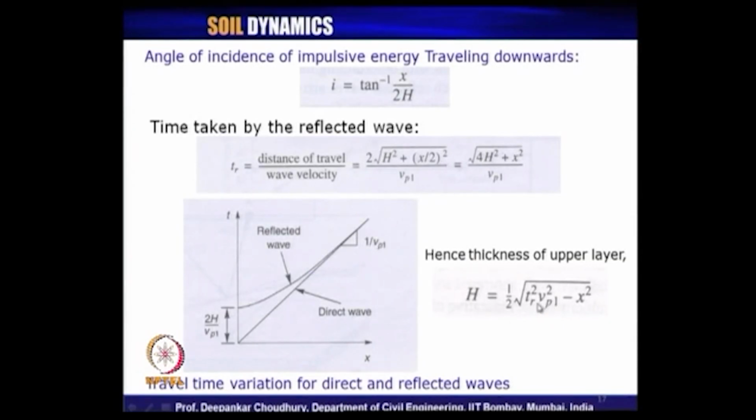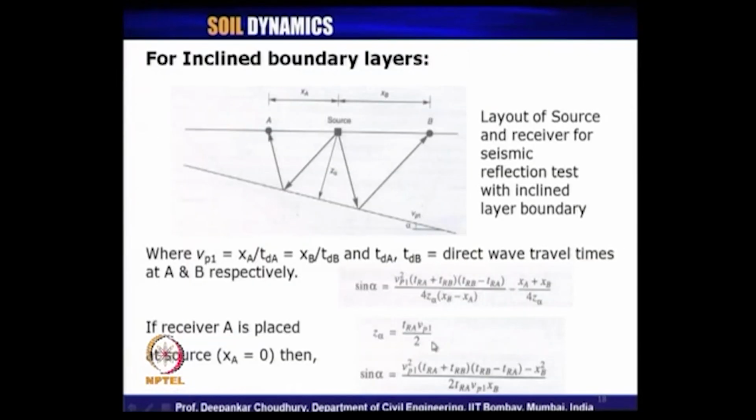And then using that, this value is known to you, this value is known to you, you can compute the thickness of the upper layer. But if the layers are not horizontal, but inclined like this, what will happen? So, this is the layout for the source and receiver for that seismic reflection test with inclined layer boundary.